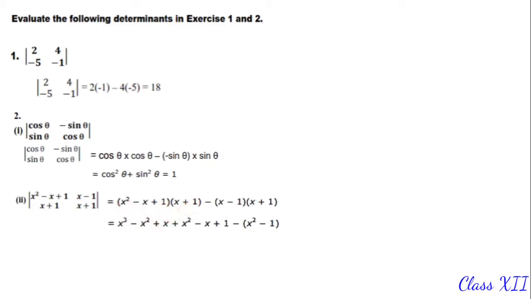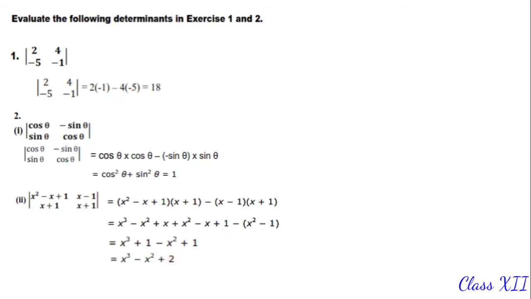X square into 1, that is x square. Minus x into 1, that is minus x. 1 into 1, that is 1. Minus a minus b, a plus b form, that is a square minus b square. X square minus 1 square is 1. Then here when you check, minus x square plus x square cancelled, plus x minus x cancelled. So the balance is x cube plus 1 minus x square plus 1. We have to remove this bracket, minus x square plus 1. So just arrange it, that is x cube minus x square, then plus 1 and plus 1 we will get as plus 2.